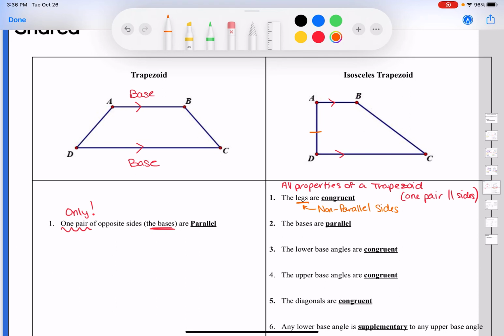Ooh, I apologize. I do not have the right pictures here, and I just noticed it. I'm sorry. So our pictures should be switched. So this one is the isosceles trapezoid. And this one is just a plain old trapezoid. Sorry.